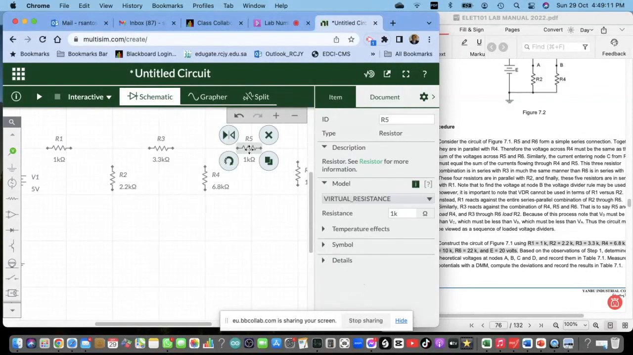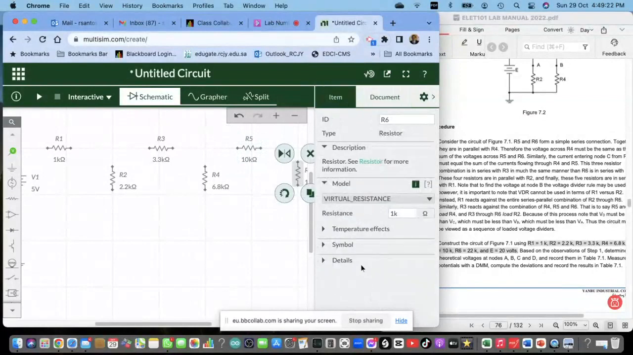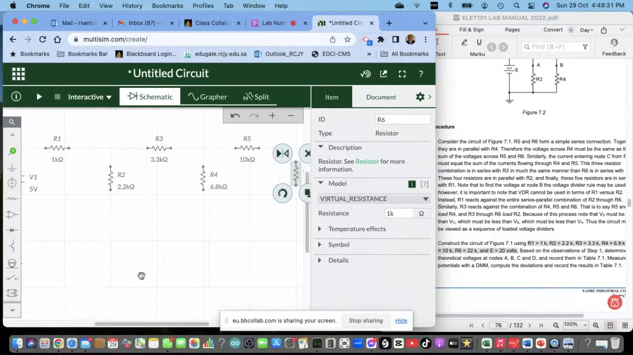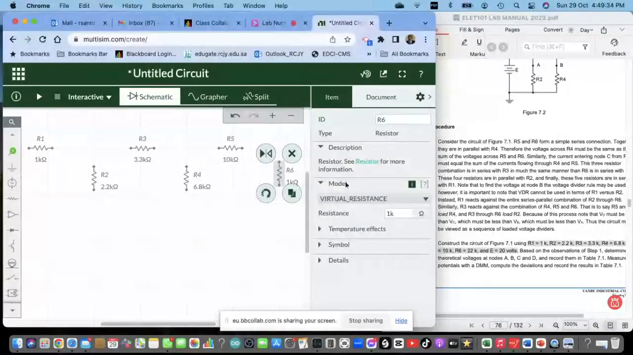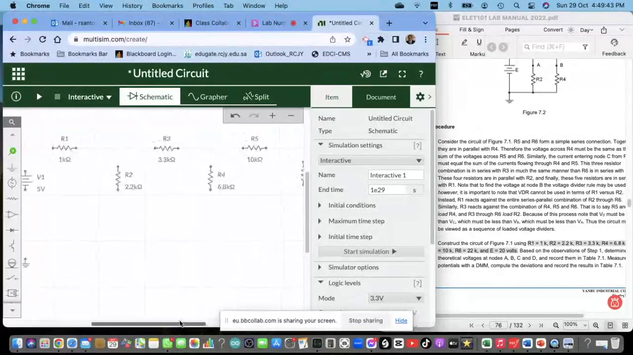Okay, R5 we have how much? 10 kilo. Put 10 kilo there. Then click the window here. Then we have R6. R6 should be 22 kilo. Okay, there, R6 22 kilo. So that completes the resistor values.